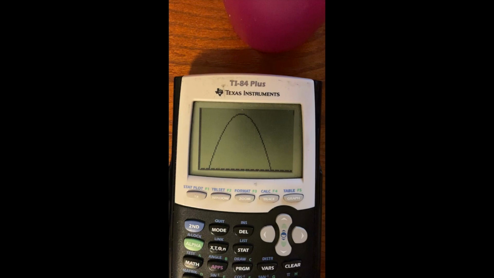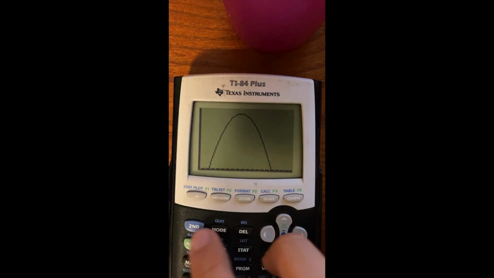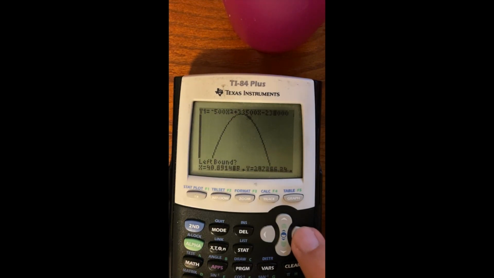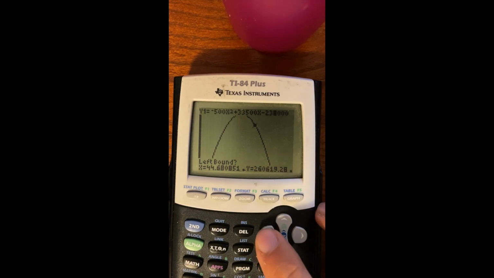Yeah, that's much better. Okay, so sometimes it's a little bit of guess and check, but that's okay. And so here's our function, and now we're just going to second and calc. We want maximum, right? So we want to go to number 4. And then we're asking for the left bound and right bound, and with the way that I set my window, it's really hard to see where that maximum is, but we do know that it's somewhere up here.